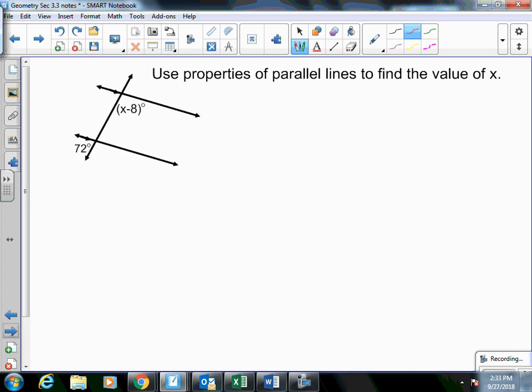All right, now use the properties of parallel lines to find the value of x. If we look at them, we've got 72 degrees and x minus 8, which are on different sides of the transversal, so they can't be corresponding. One is an interior angle and one's an exterior angle, so they can't use any of the interior or exterior angle theorems. So they really don't match up with anything that we have a direct relationship with. So can anybody come up with a way we can build a relationship between those two so we can solve for x?